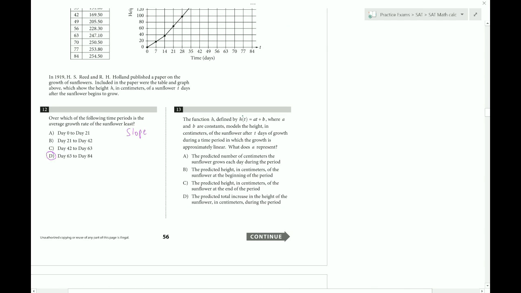The function h, defined by this, models the height of the sunflower t days after growth, during a time period in which the growth is approximately linear. What does a represent? Well, a represents the slope. And as we just discussed, the slope is the average growth rate. Okay? So it's not the predicted height. The predicted total increase in height? No. The predicted number of centimeters the sunflower grows each day. Yeah. So this would be centimeters per day, right? It would be, remember, slope always has a unit rate, which is sort of a division like that.